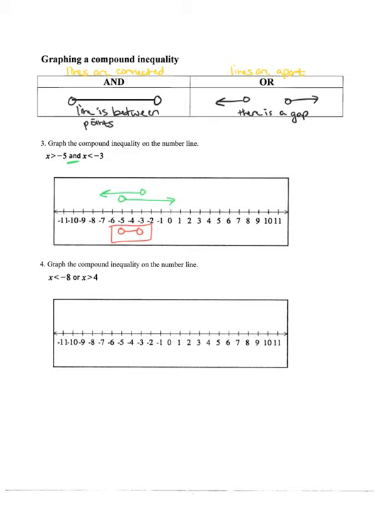Now we're going to graph the next one, which is an or statement. Okay, open circle again because there's no line underneath. X is less than negative 8, or X is greater than 4. So this is the or statement. The lines go in different directions. That's the difference between an and statement and an or statement.